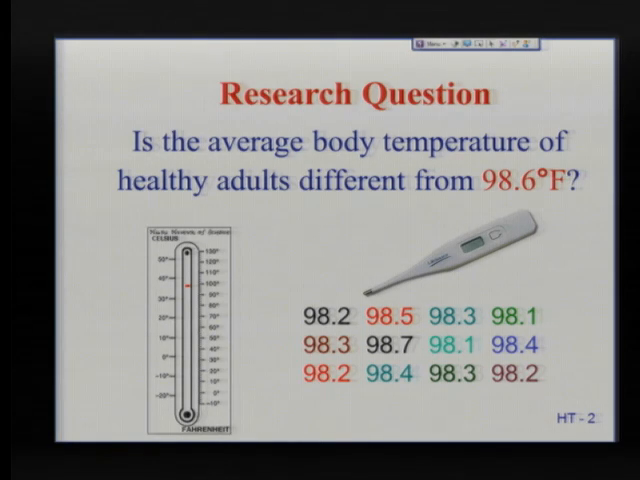Okay, so I have to go through the hypothesis testing procedure for testing this research question, whether the average body temperature is really different from 98.6. So what I do, well, I get a sample mean, and the average is 98.31. Wow, that's actually kind of interesting, right? It's less than 98.6, so it's different. But is that difference statistically significant enough? Could it be that next time I take a sample of size 12 and I get 98.8, right?